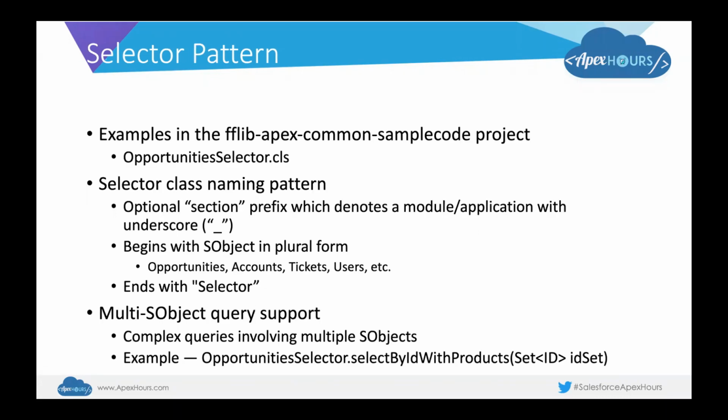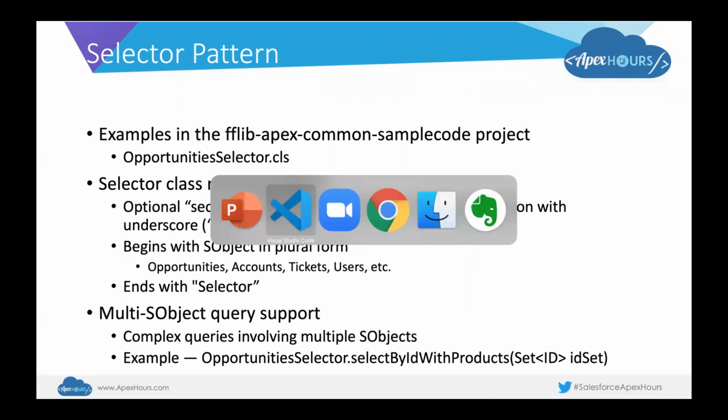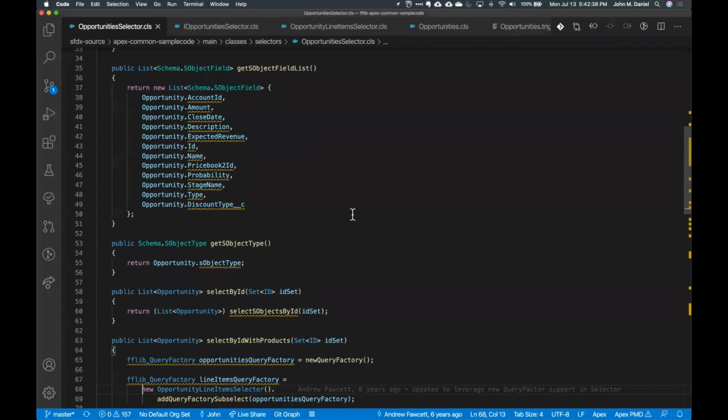So, an example. The other project I want to call your attention to is the FFLib Apex Common Sample Code project. Again, it lives in that Apex Enterprise Patterns GitHub group, so you'll be able to find it very easily. But this project is the one you really need to study if you're going to focus and learn the Apex Common project. It has all the working examples. And the working example for the selector pattern that we're going to look at is called the OpportunitiesSelector. So I'm going to briefly switch over to that class, and you should see the OpportunitiesSelector now.